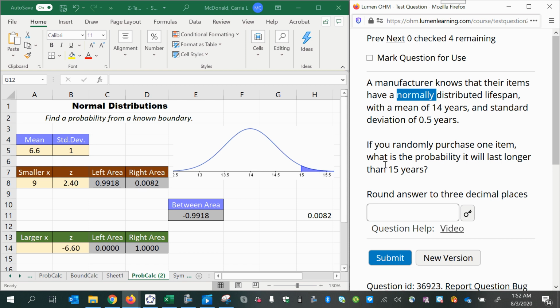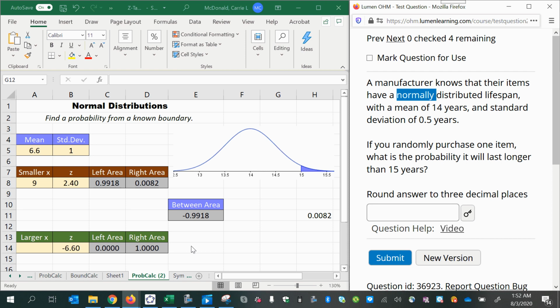Then you mark where 15 years would be in relationship to the mean with a standard deviation of 0.5, and you shade the region to the right since it's asking for the probability that the lifespan will be longer or greater than 15 years. This gives us a visual of the area we're trying to find. We can see that it's less than half of the bell curve, so we expect an answer that is less than 0.5, and it looks very small.